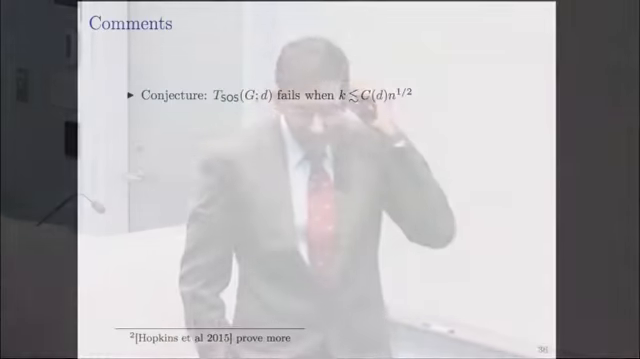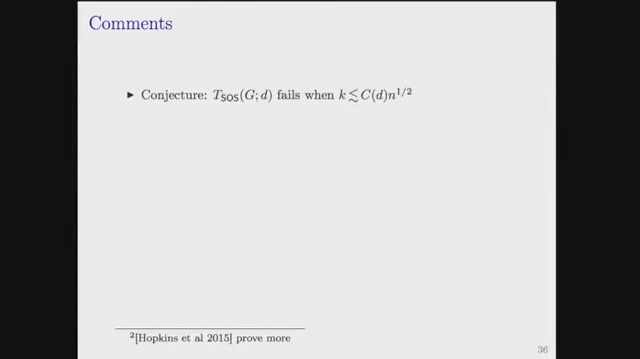Okay, so some comments that I would like to make. In reality, if you believe that the problem is hard, you would want to prove that for any constant d, the sum of squares test really fails at the threshold of square root of n, times maybe something that might depend on d.